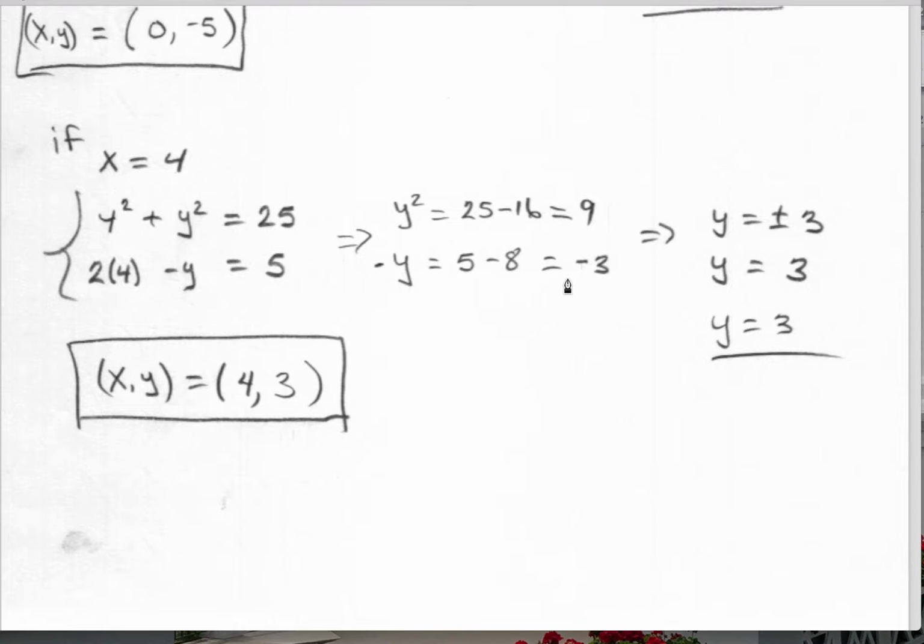So this is a negative, and this is a negative. I divided both sides by negative 1, and I got y equals 3. Y squared equals 9. Well, when I solve for y, taking the square root of both sides, I get y equals plus or minus 3. So I have the case then of y equals 3 or y equals plus or minus 3, so y equals 3. Okay, so when x is equal to 4, y is equal to 3, and that's the other one that we saw from the graph.